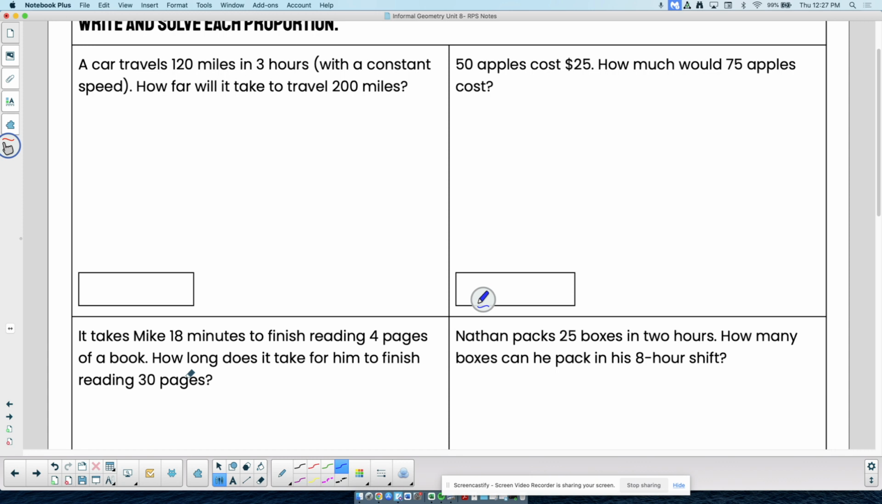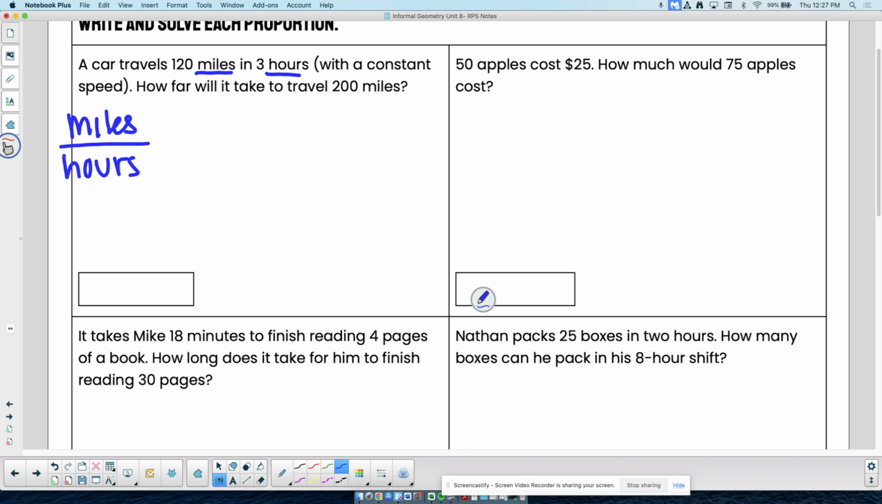It says a car travels 120 miles in 3 hours with a constant speed. How long will it take to travel 200 miles? So first we have to read the problem. After that, we have to set up what two things we are comparing. So if I look here, what are my units? I have miles and I have hours. So I'm going to put miles over hours. And I recommend that you write this out. One second, folks. Thank you. Perfect. Okay. Sorry about that, guys.